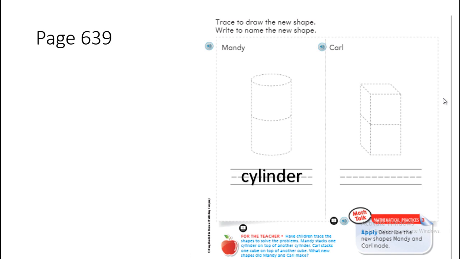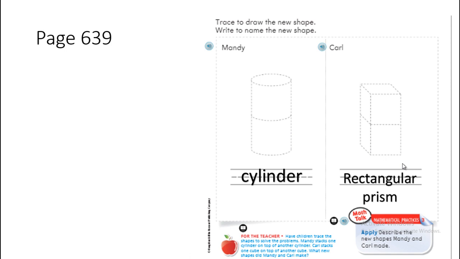How about Carl? Carl put two cubes on top of each other. Now he gets a new shape. But it's not a cube anymore because the cube is gonna have all the faces the same size. But here we don't have all of them the same size. Not all of them are squares anymore. Now we have here a rectangle. So this shape is a rectangular prism.